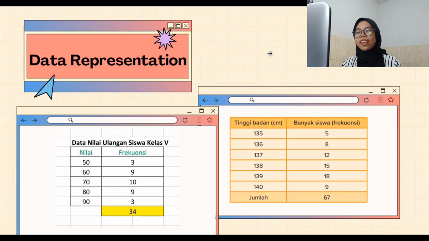Okay, that's good, Rian. Then, how about quartile? Do you know what quartile is? Okay, that's good. Quartiles are values that divide data into 4 equal parts. Okay.